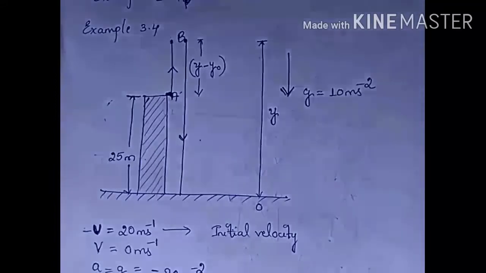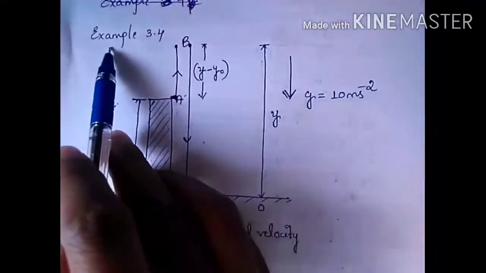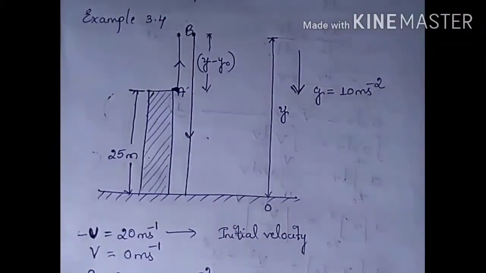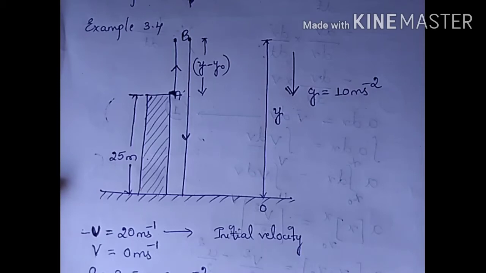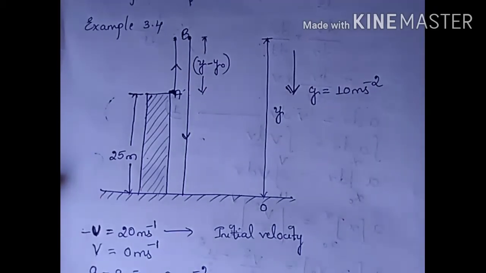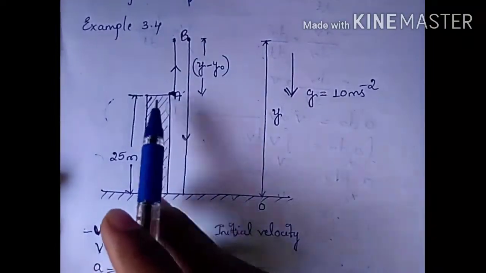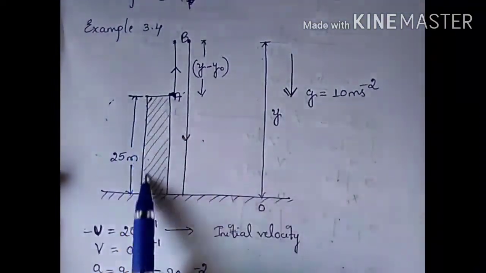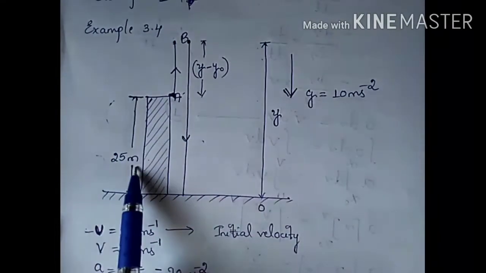In the last class we left our discussion at this problem, example number 3.4. In that we have solved the first part, that is, how high will the ball rise. To solve that, we drew this diagram, wherein this block denotes the multi-story building. The height of this building is 25 meters.